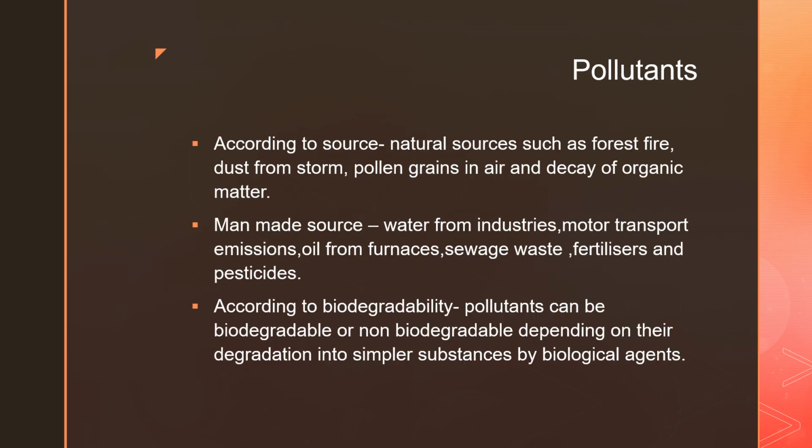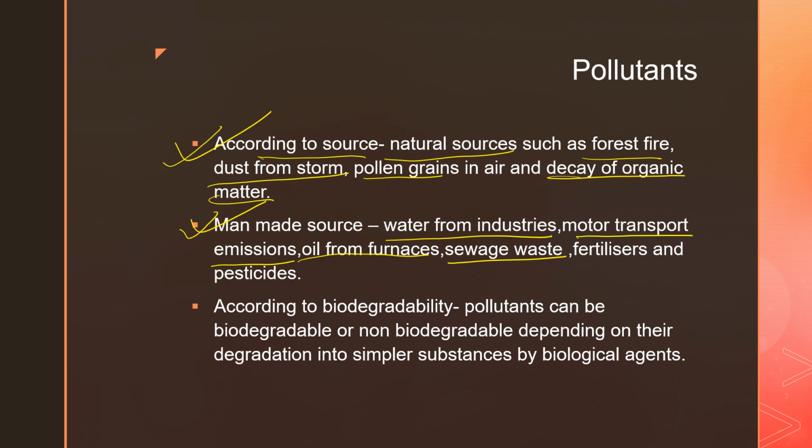Now, there are various types of pollutants, so we will divide them into different parts. According to the source, what are pollutants? Natural sources: what do we get from natural sources? Forest fire, dust from storms, pollen grains, decay of organic matter. These are the pollutants from natural sources. Man-made sources: waste water from the industries, motor transport emissions, oil from furnaces, sewage waste, fertilizers and pesticides. These are the pollutants from man-made sources.